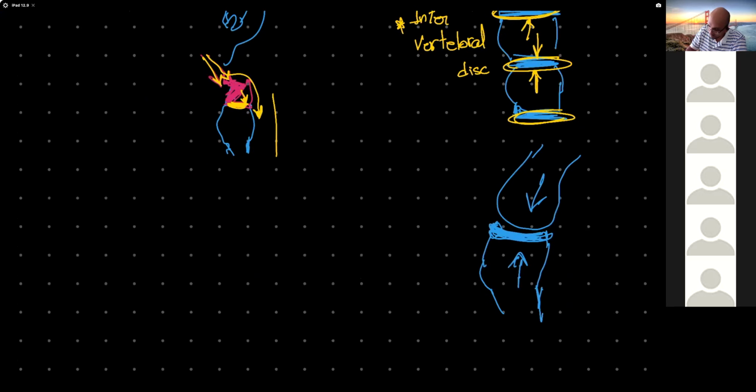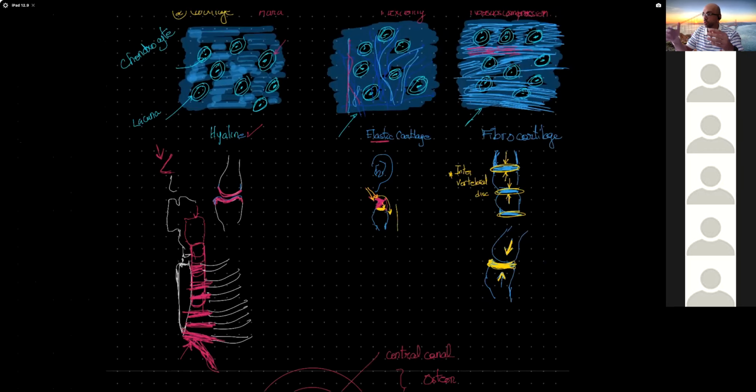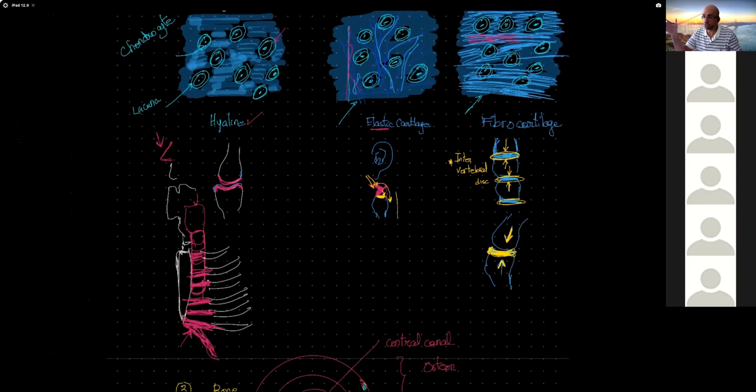Where else am I applying compression? I'm applying lots of compression in my knee joint. So I need fibrocartilage to be located in here to absorb the compression. All right. So where do I have those three different types of cartilage? Does it make sense? Why do I have each one of them? Yes, no?